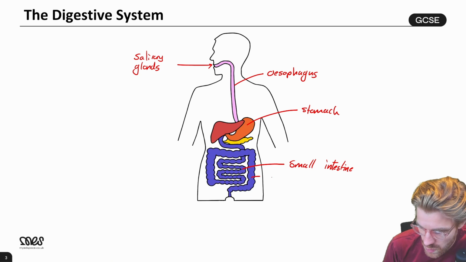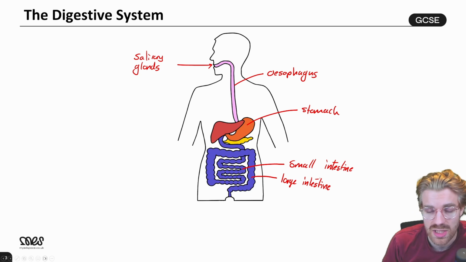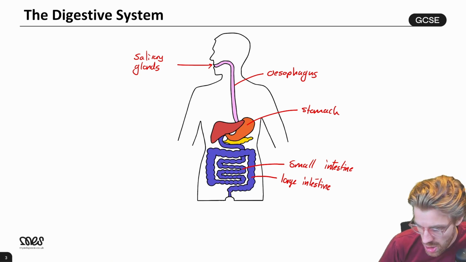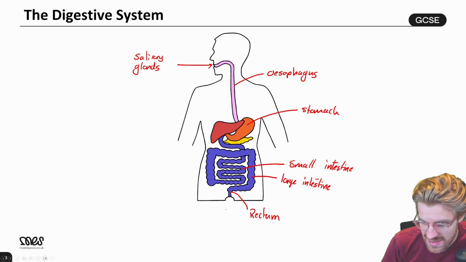After the small intestine, we have the large intestine. And the large intestine is where the majority of the water absorption takes place, and that is then going to form the feces, which are going to be stored in the rectum before being egested through the anus.